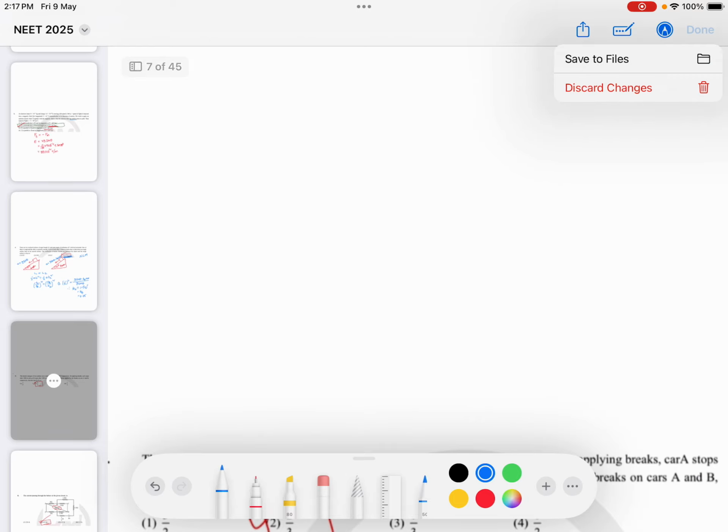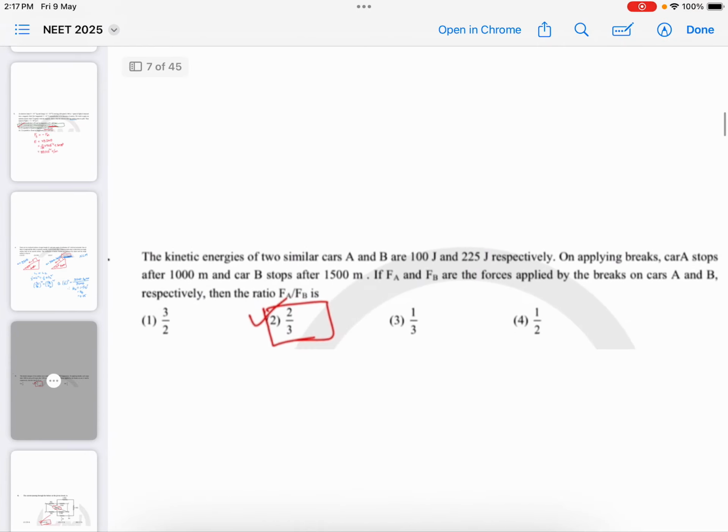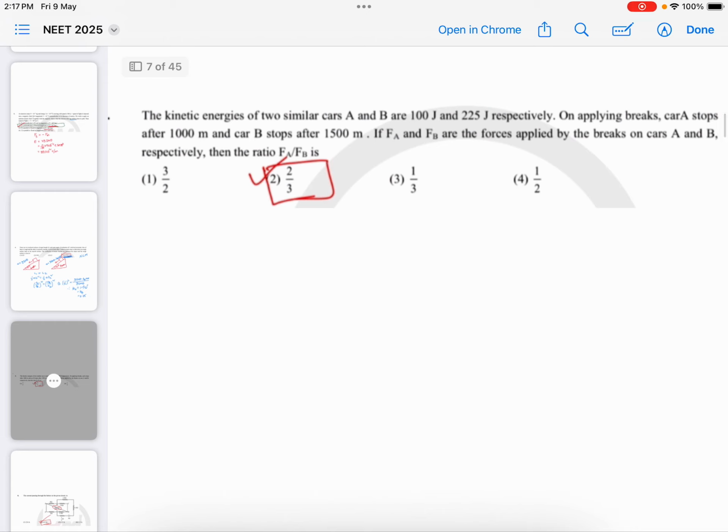And next question, this one. The kinetic energies of car A and car B. Here 2 questions are there. The kinetic energies of 2 similar cars A and B are 100 joules and 225 joules respectively. On applying the brakes, car A stops after 1000 meters and car B stops after 1500 meters. FA and FB are the forces applied by the car brakes on car A and B respectively. The ratio of FA divided by FB.